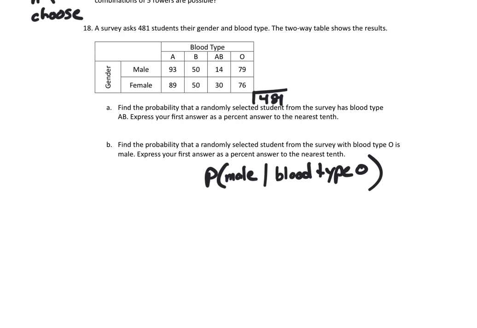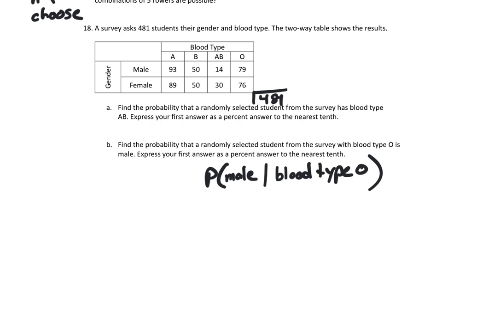This is the way that we typically have seen it written. They may not use this terminology. They may put it into words, okay? But this is how you could put it into the probability terminology like we're used to. So what we would have to do is add up the number of people that have blood type O, and out of that group, how many of them were male, which would be 79.